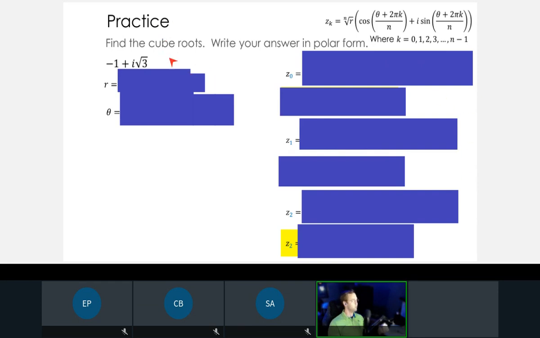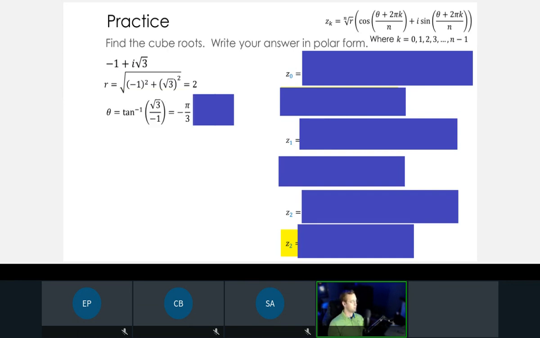So we're doing the cube root of the complex number -1 plus i rad 3. We first need to convert this into polar form, which we know how to do from yesterday. So we find what r is pretty quickly. You get 2. We find theta, so arctan of b over a. You get negative pi over 3.